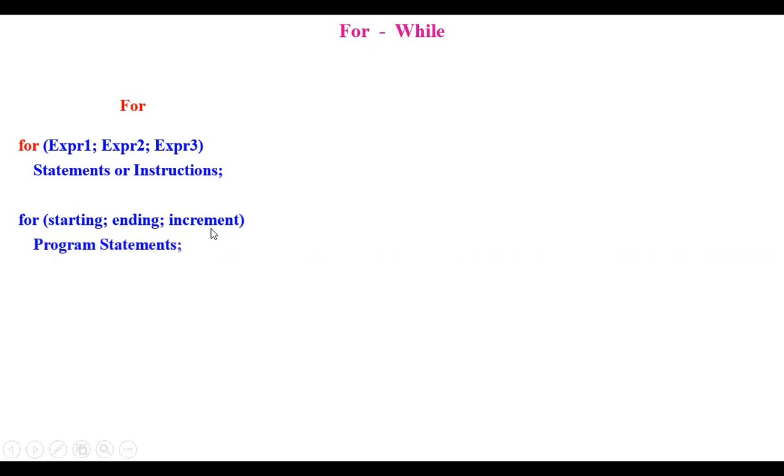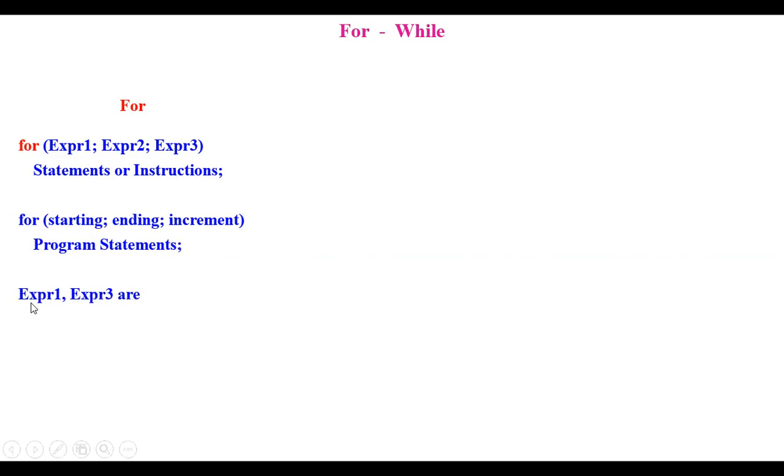In the for loop, three expressions are taken like this: initialization, condition of the loop, right? And incrementing this one, right? So here the instructions are taken in the loop like this. So this indicates the initialization or the starting of the loop, ending of the loop, and the third one incrementing the parameter. So the program statements come here.